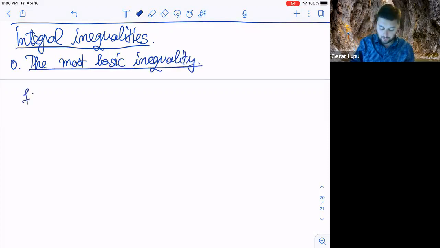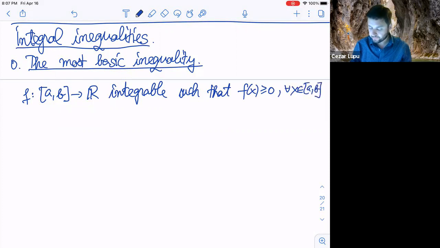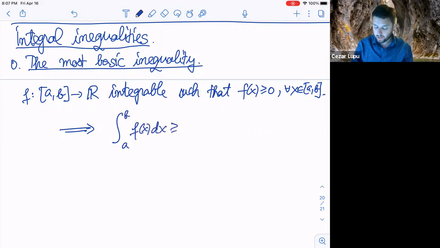Let's suppose I have a function f defined on an interval [a, b], and let's say this function is integrable, such that it is non-negative for all x in [a, b]. Then obviously we have this inequality that the integral of f on the interval [a, b] is non-negative. That's obvious. There is no way for the integral to be negative. So if the function is non-negative, then its integral is non-negative.